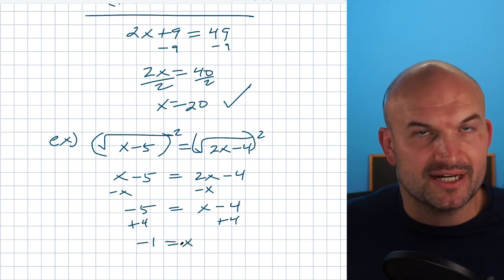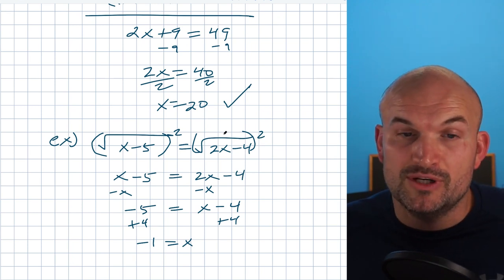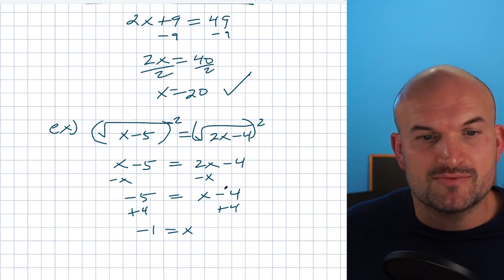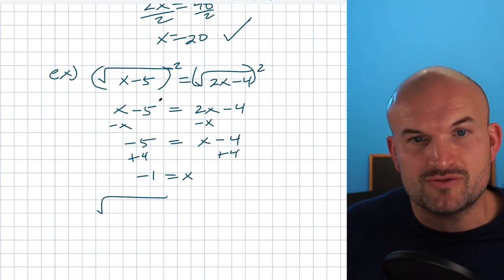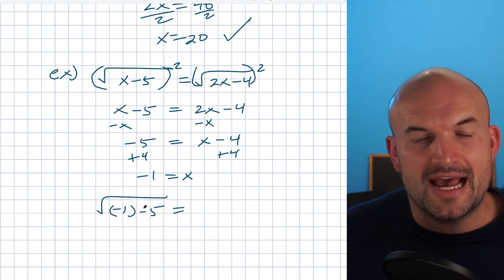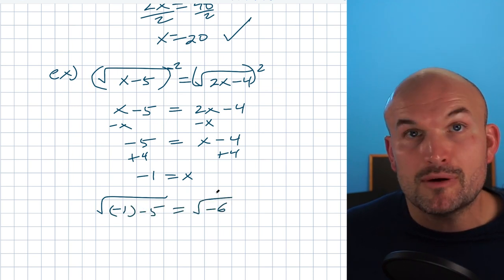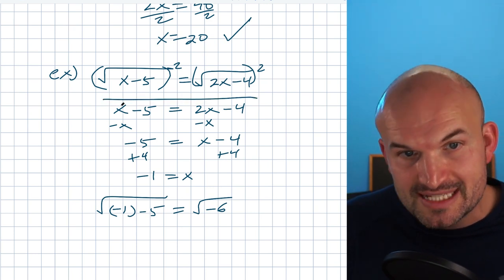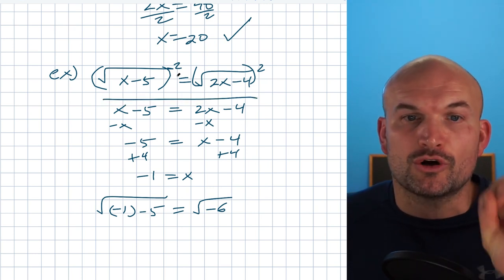But there's a problem here, because remember when I said be careful when you get your solutions, you could have an extraneous solution. This doesn't work. Because when I plug in a negative 1 into this radical over here, I get a negative 1 minus 5, and that's going to be the square root of negative 6. Remember, we can't take the square root of a negative number. So even though this is a solution to the squared equation, it's not a solution to your original equation.